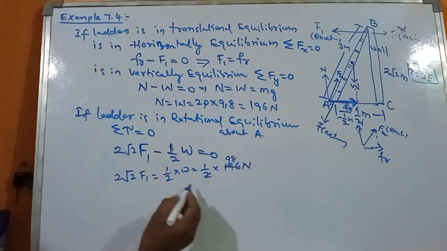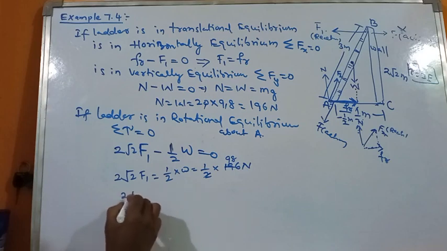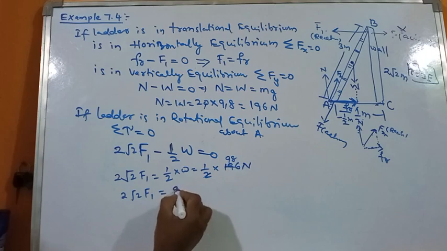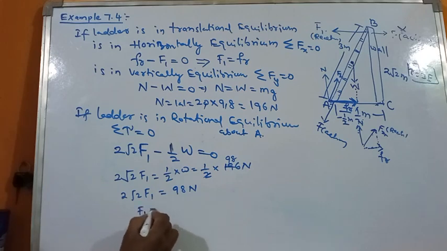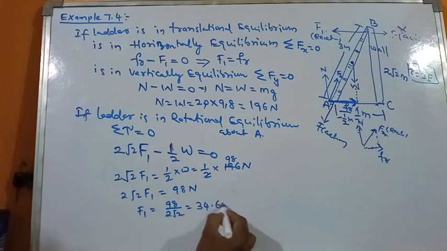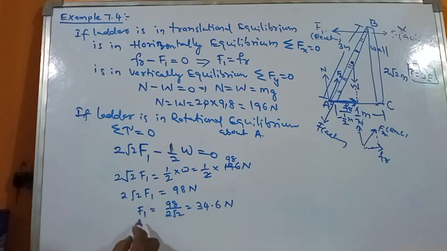Okay, so half of 196 is 98. So 2 root 2 F1 is equal to 98 newtons. Okay, so from that F1 is equal to 98 by 2 root 2, and this is equal to 34.6 newtons.